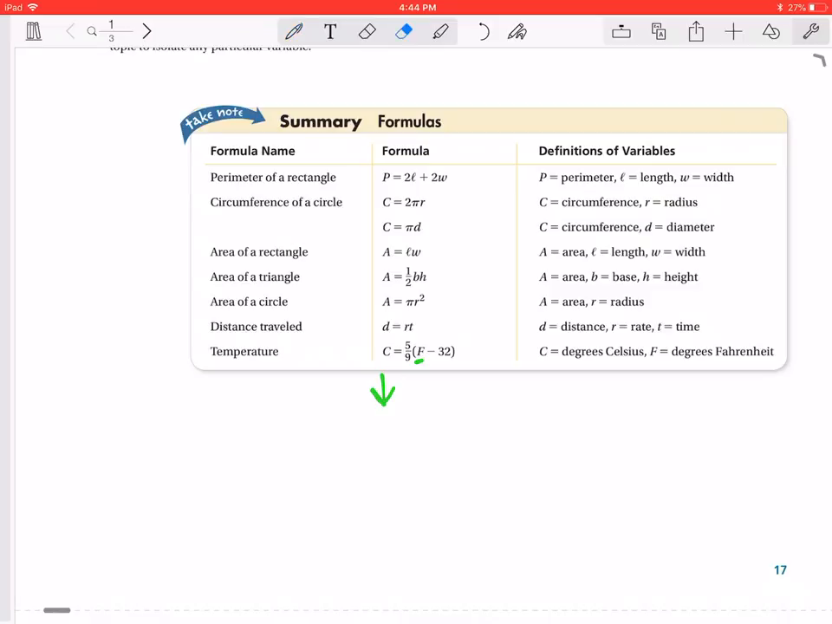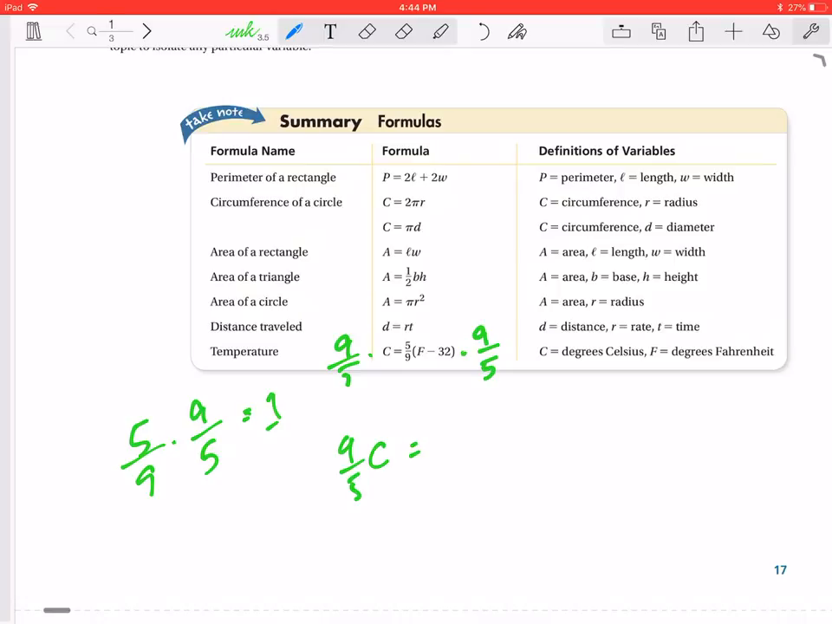Now there's a couple ways that I can handle this. We discussed before about the properties of multiplication and division. And actually, if I take 5/9 and I multiply it by 9 over 5, what happens? This becomes 1. So, if I multiply this side of my equation by 9 over 5, and I multiply this side of the equation by 9 over 5, I now can rewrite my equation to be 9/5 C is equal to, and then now the 5/9 cancel, F minus 32. That makes solving this equation much easier.